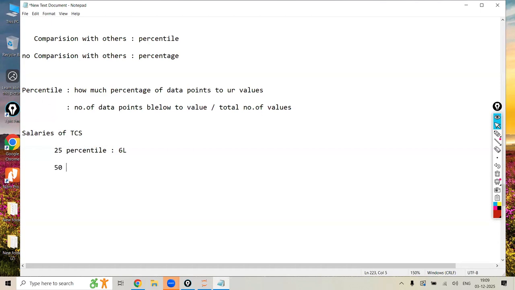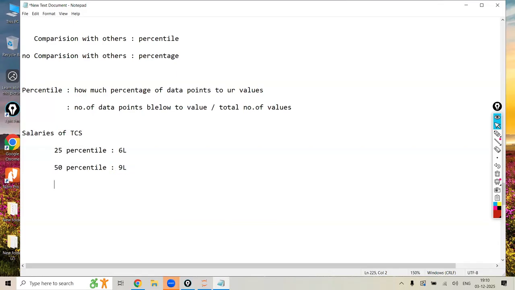50 percentile. What is meant by 50 percentile? 50% of the data are working under 9 lakhs. Below this value, how much percentage of the data is there? 50% of the people. In TCS, 10,000 or 10,500 people might work, or 1 lakh people may work, whatever the number of people. But 50% of the people working in TCS are receiving a salary of less than 9 lakhs.